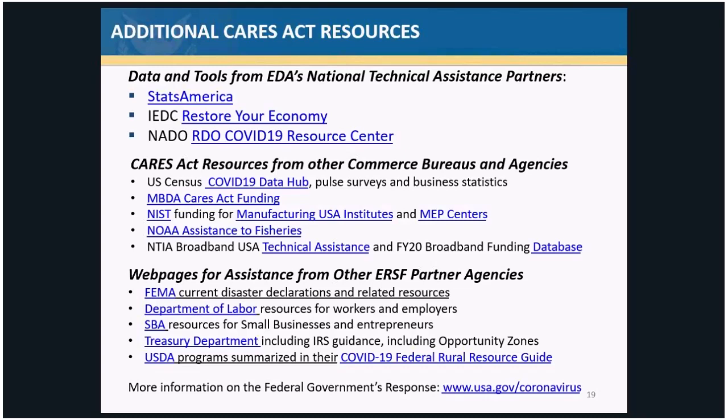The Minority Business Development Administration also received CARES Act funding to support their minority business development centers and chambers of commerce. The National Institute of Standards and Technology has likewise announced supplemental funding to expand the capacity of its manufacturing extension partnership centers, as well as an emergency assistance program that's available for selected Manufacturing USA institutes to support manufacturing communities. NOAA has announced $300 million in CARES Act funding that is being made available to support impacted communities to address their direct and indirect fishery-related losses.